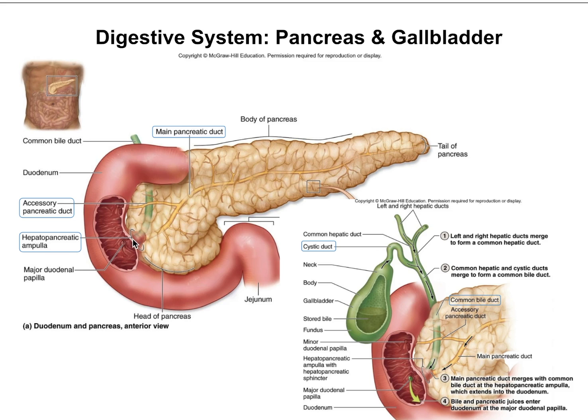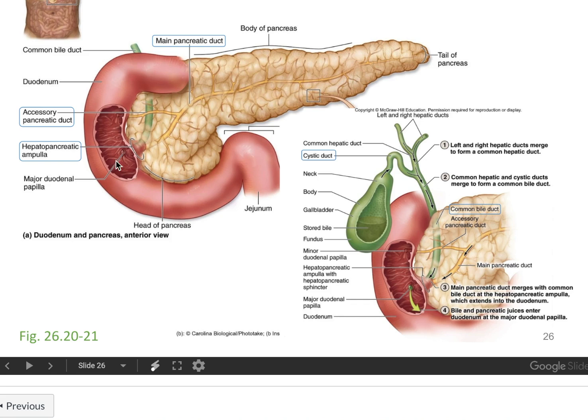And then where these two empty into the lumen of the duodenum is called the major duodenal papilla. So if you're looking on the inside wall of the duodenum, where the juices come in is the major duodenal papilla. So make sure you know the difference between the hepatopancreatic ampulla and the major duodenal papilla. The inside wall of the small intestine has an interesting feature.